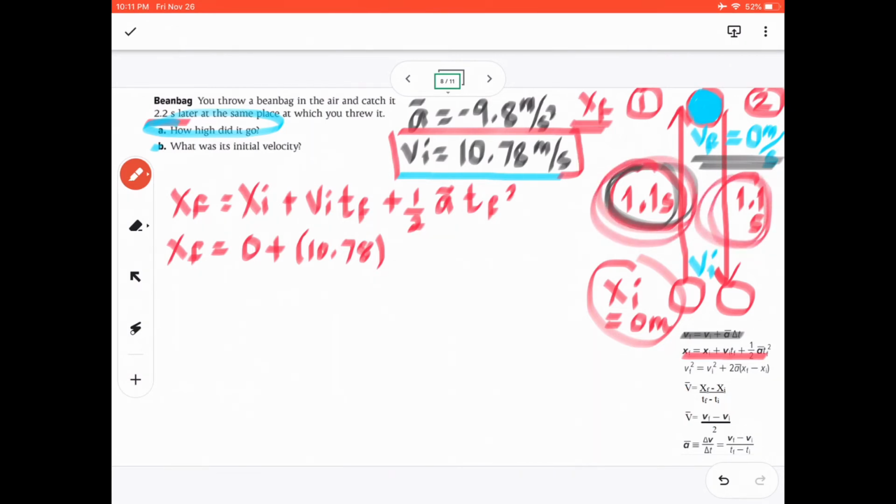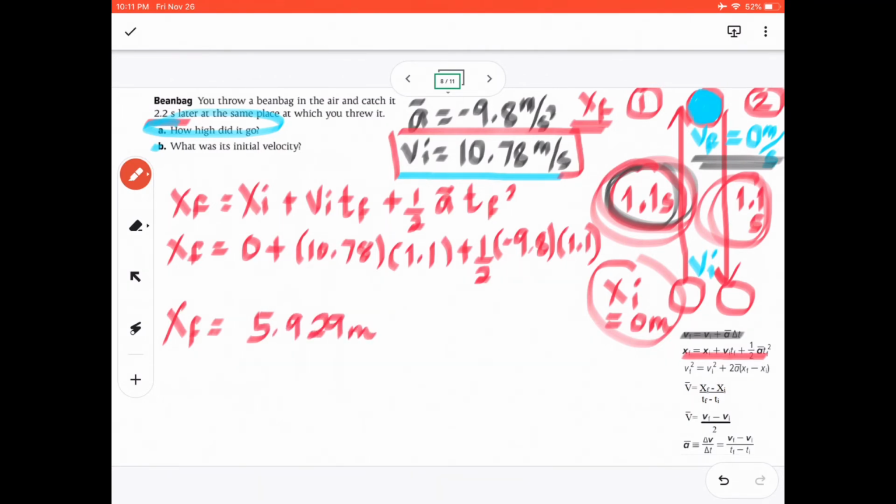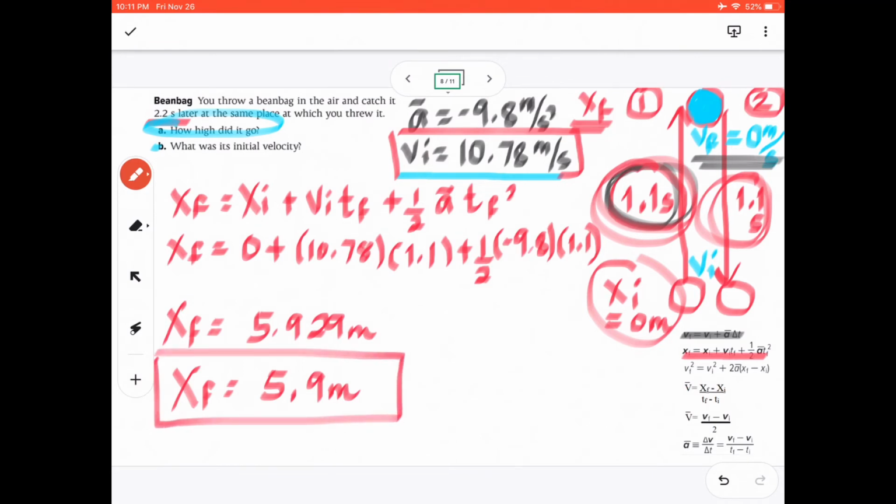1.1 in the other side, so it's still 1.1, plus 1/2 multiplied to A, which is negative 9.8, multiplied to 1.1 again. Using your calculator for all of these, XF will be equal to 5.929 meters. We only need two significant figures, so we're going to round our answer to 5.9 meters. So this is the final answer for letter A. How high did it go?